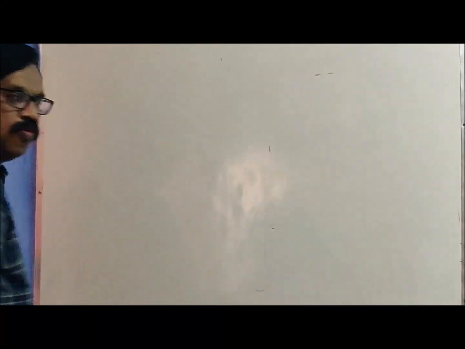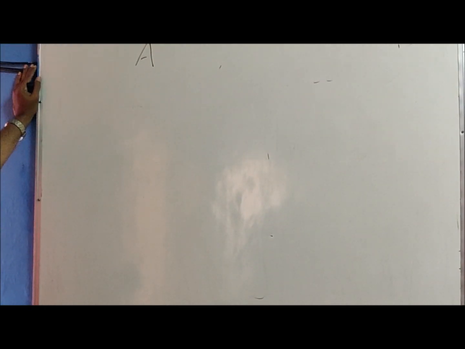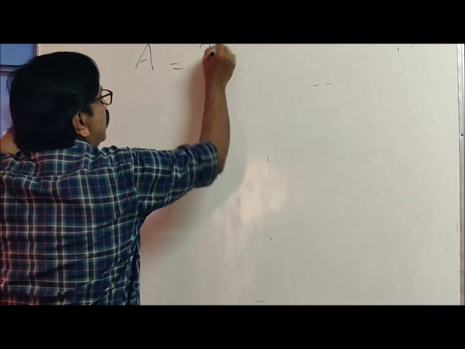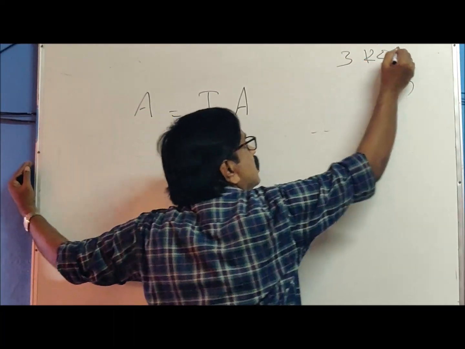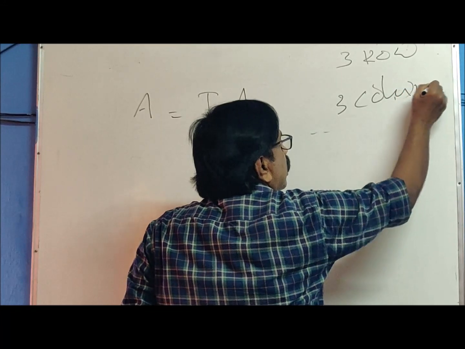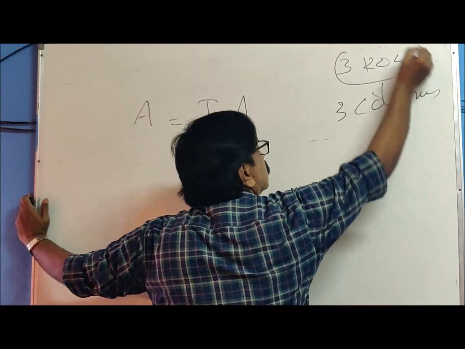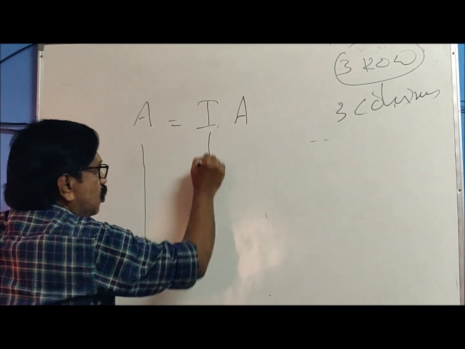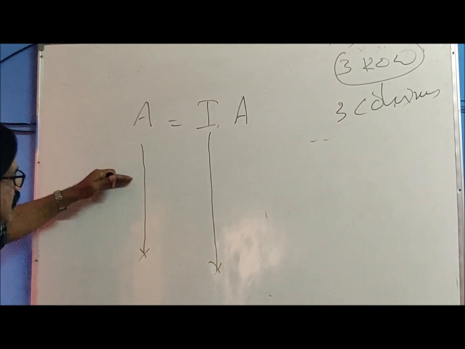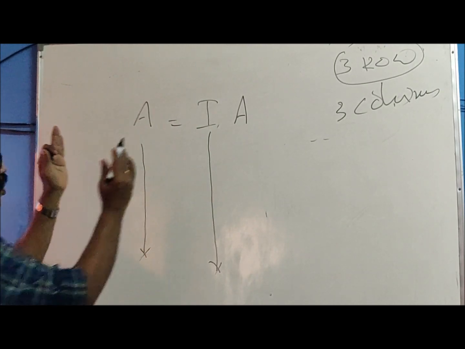Using elementary operations, how we can find the inverse of a matrix. Now, suppose A is an invertible matrix and we have to find its inverse. Then A can be written as I into A. Now we have learned 3 row operations and 3 column operations, the elementary transformations. By applying row transformations on both sides, we apply some operations here, and on I also we will apply the same operations. Suppose if you are interchanging, then here also we will interchange. If you are multiplying by a non-zero number, then that also we do on the same side.